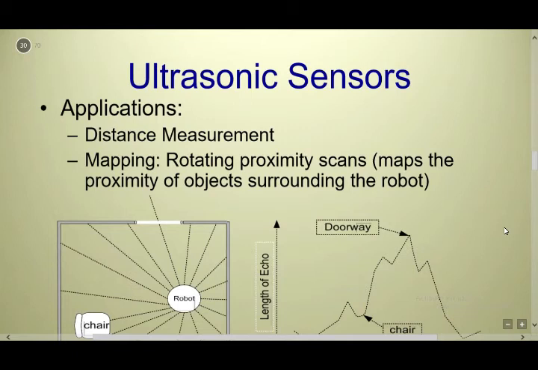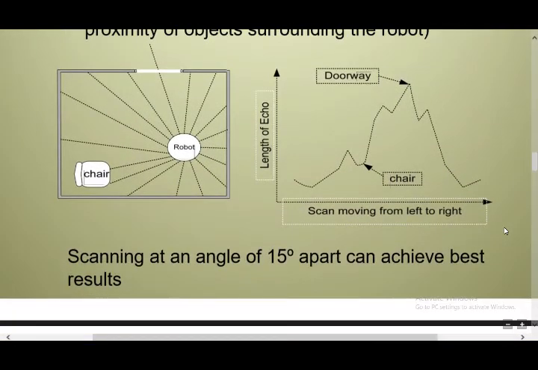Next, ultrasonic sensors. Applications: these ultrasonic sensors are used for distance measurement, mapping, rotating proximity sensors, and scans. These are the ultrasonic sensors. Scanning at an angle of 15 degrees apart can achieve the best results.